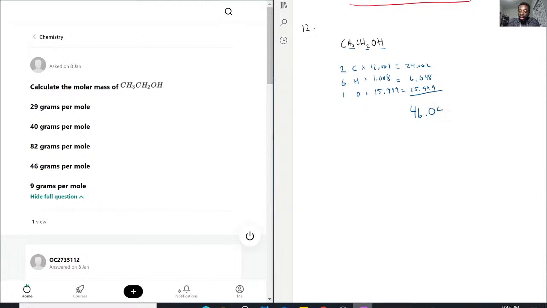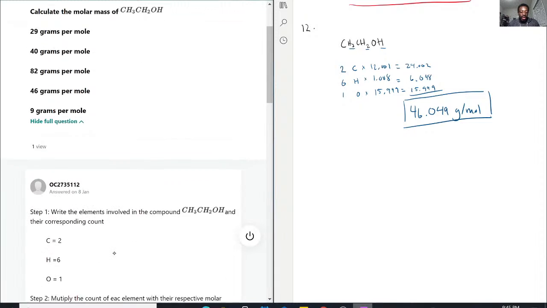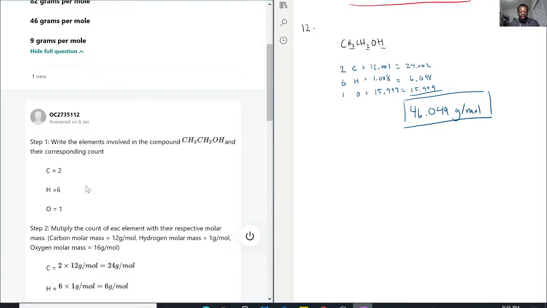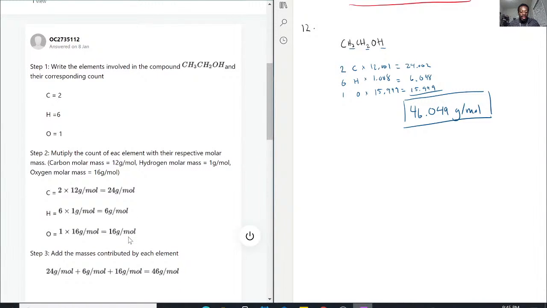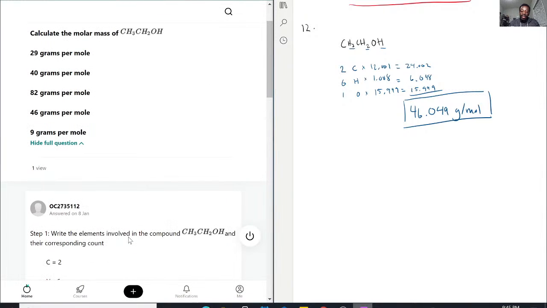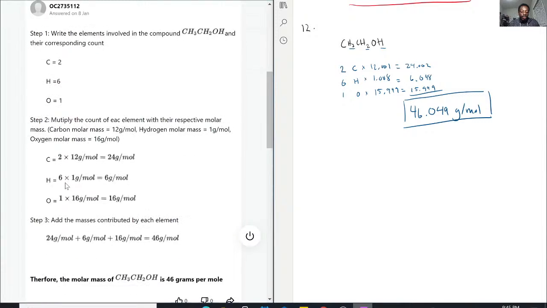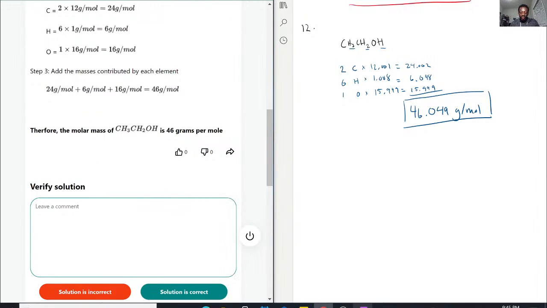And we cannot forget our units. It's always going to be grams per mole. So yes, we added up the constituents, which are the atomic mass units of each atom present in this molecule. Let's see how our colleague did. They have 2, 6, and 1, perfect. 12, 6, 16, and they add up to 46 grams per mole. So the answer is indeed, well, I guess D in this case, the 46 grams per mole. So this is correct.